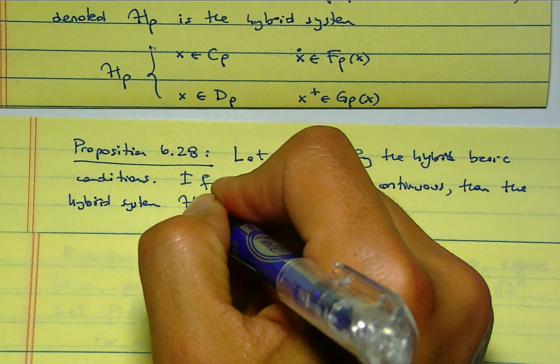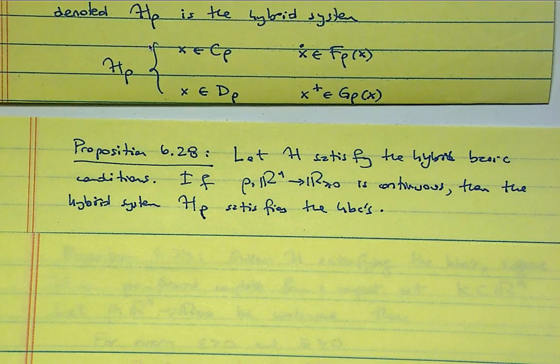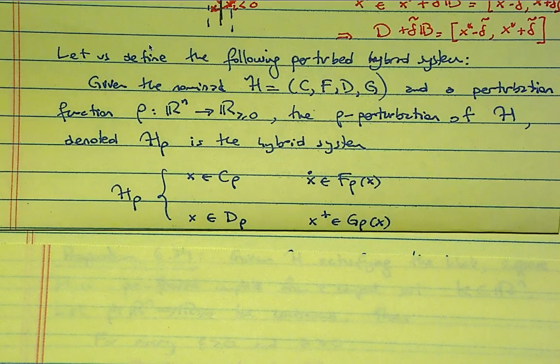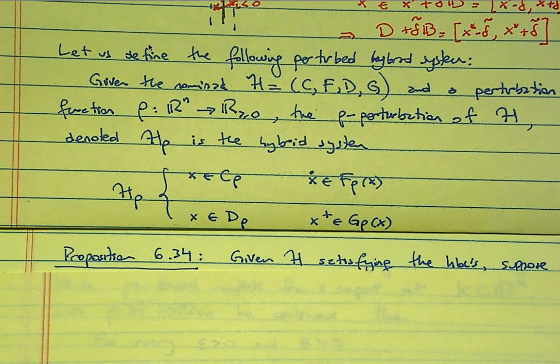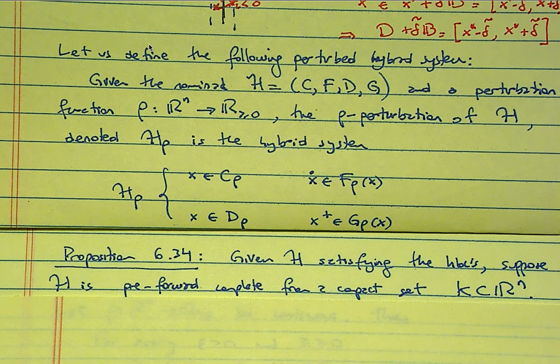So this is saying that all the good properties we've been talking about since last week will be preserved for the perturbed system. Now, the next result is the one that extends the dependence on the initial conditions to the general perturbation. So grab H satisfying the hybrid basic conditions and suppose that you have an H that is pre-forward complete from a compact set, so every solution from K is bounded or complete.